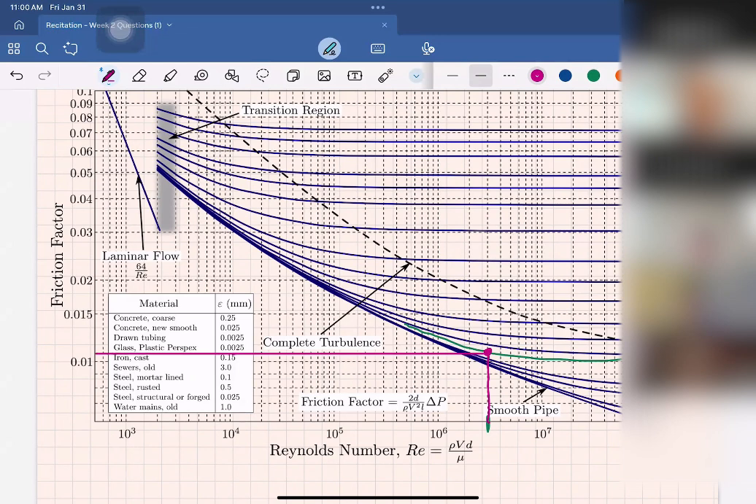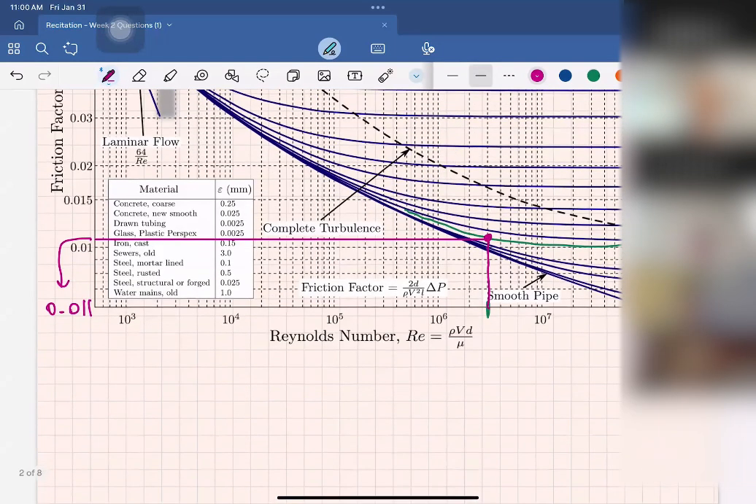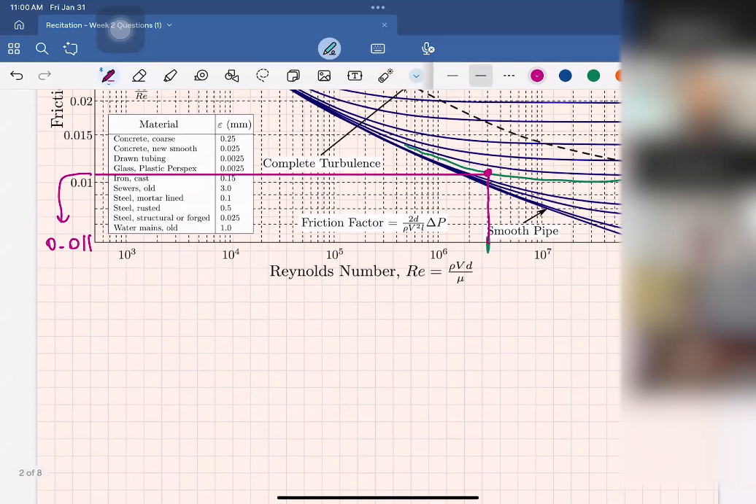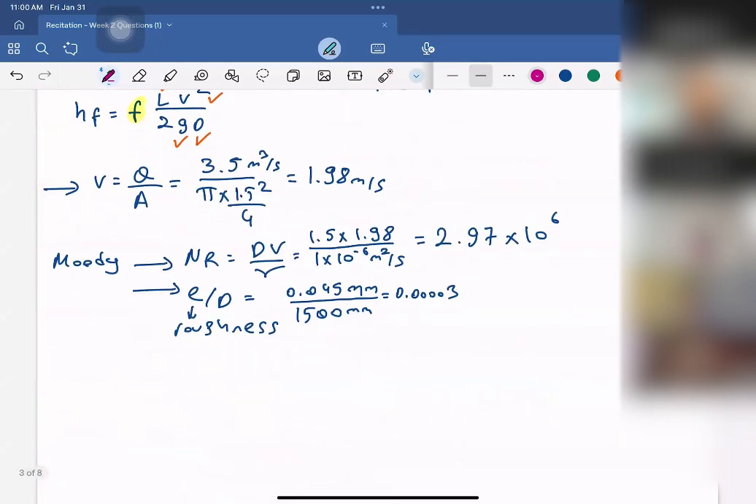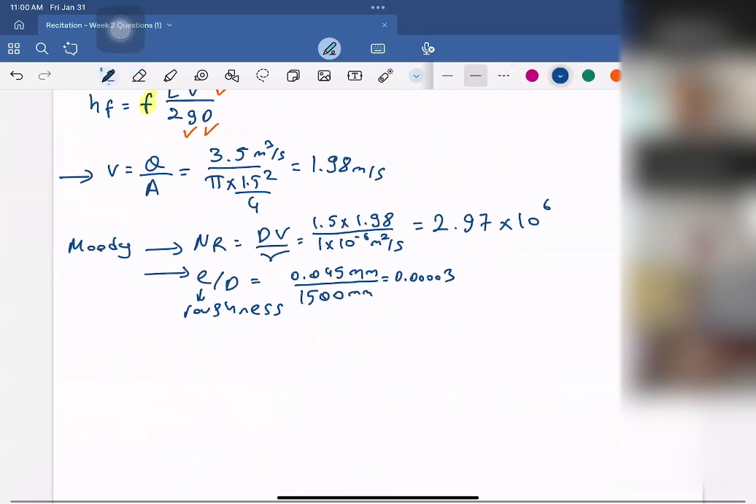And then draw a straight line, which will be here. From here, we can get something like 0.011. This doesn't have to be perfectly the same, but even closer results are okay. So the first friction factor is 0.011.